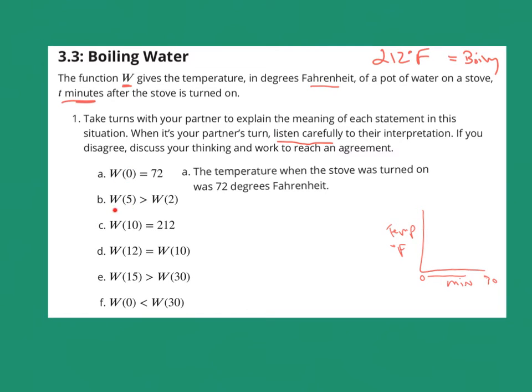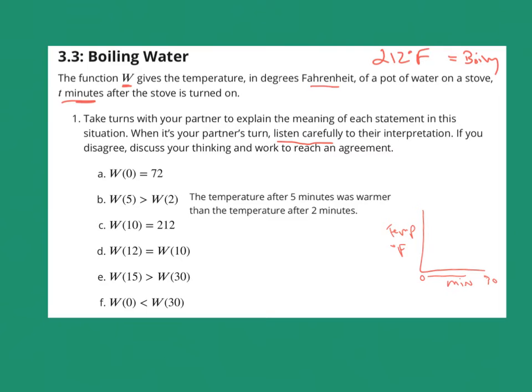Next, we have W of 5 minutes is greater than W of 2 minutes. Well, that makes sense, right? If I imagine the water getting heated after the stove is turned on, then the longer it sits on the stove, the higher the temperature. So the temperature after 5 minutes is greater than the temperature after 2 minutes. Makes sense to me.